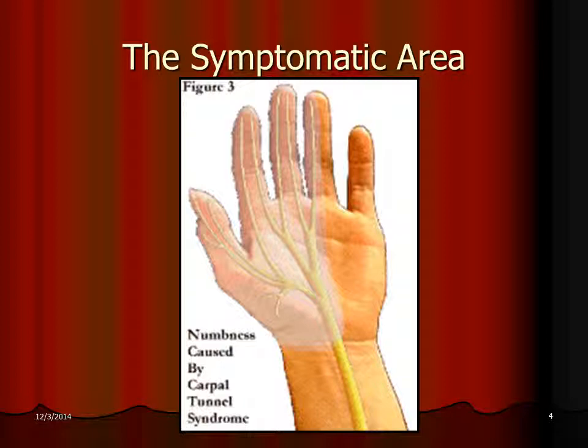In this picture, again, this is the median nerve, and you can see a true carpal tunnel is going to affect the thumb, the pointer finger, the middle finger, and the inside of the ring finger. One of the symptoms caused by carpal tunnel is numbness.